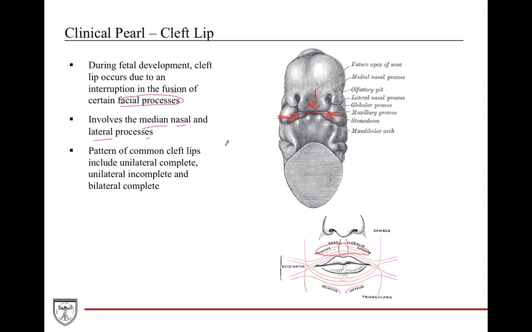So cleft lip and cleft palate are actually isolated diseases. They actually are not thought of to be one and the same. There are certain syndromic diseases where the cleft lip and cleft palate can arise together, but pathophysiologically, cleft lip and cleft palate are, for all intents and purposes, just very different diseases.